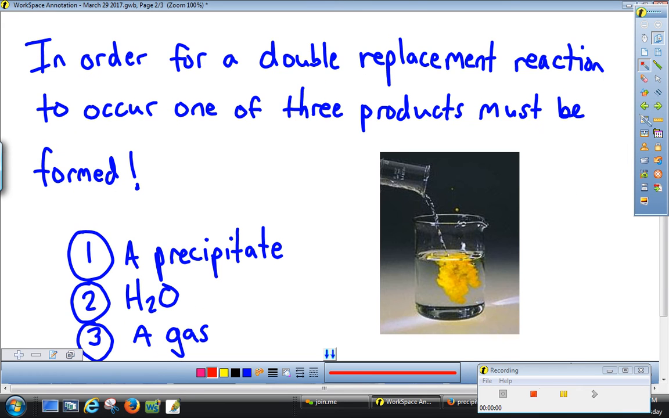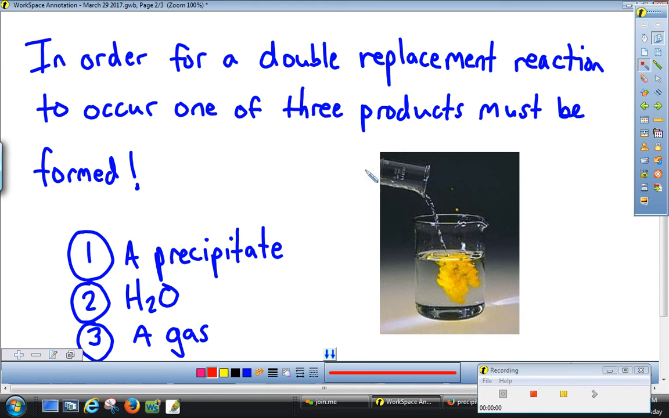What you're looking out for is that a double replacement reaction has to meet one of 3 criteria. It either has to produce a precipitate, or something molecular like water that's going to stick together, or a gaseous product that will leave the beaker and go off on its own. So we need to produce something that's going to separate itself from the solution and not stay dissolved as ions.